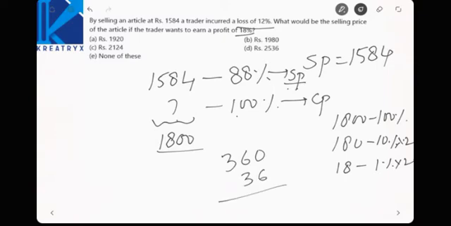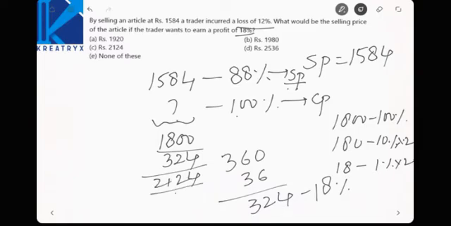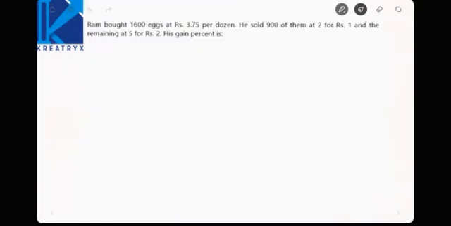Now what will be the answer? Will it be 324? And this is the profit, right? 18% value. Now this is the profit you earned. So what is the selling price? 1800 plus 324. Answer is 2124. 2124 is the selling price, right? We have done most of the questions like this only, right?